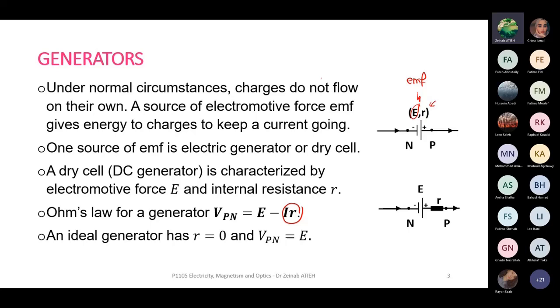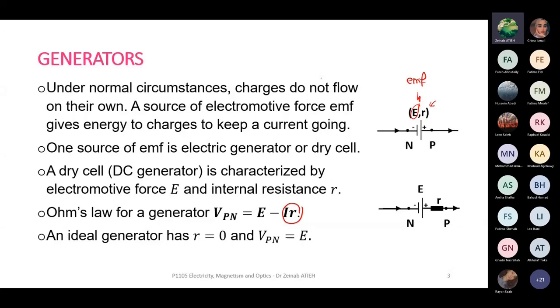So I will repeat again. The two characteristics of the dry cell are E and R. E is the electromotive force. By definition, it is the maximum voltage that can be delivered by the dry cell. R is the internal resistance of the dry cell. It comes from the fabrication of the cell.